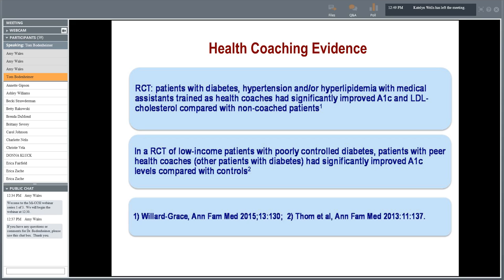Now we've actually looked a year after the coaching stopped. So they were coached for a year, then no coaching for a year, and we looked at their A1Cs again, and they were still better than the control group. The coaching really works and it lasts. We also did a trial of low-income patients with poorly controlled diabetes being coaches. We call them peer health coaches, and they coach other patients with diabetes, and those other patients have significantly improved A1C levels compared to people who didn't have a peer health coach.